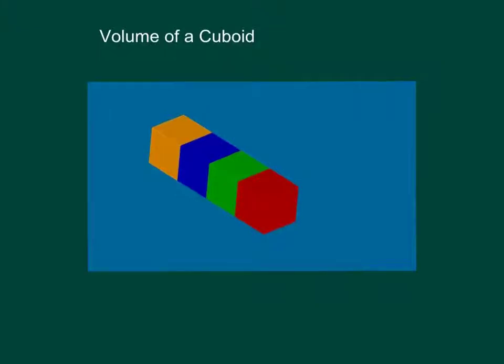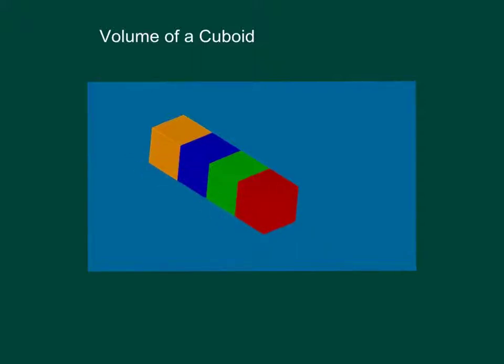So we're going to look at volume of a cuboid. You can see that I've got a cuboid here. A cuboid is a solid and it's rectangular. It may be square, but mainly you'll see rectangular ones. The square ones are called cubes. They're a special cuboid. So if we look at this cuboid, it's got 4 cubes.